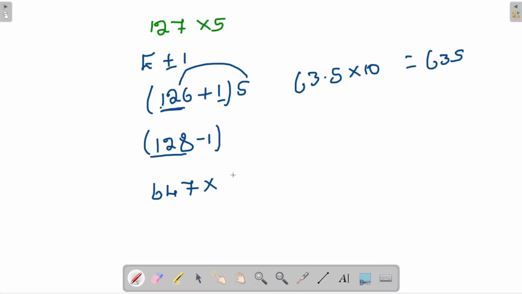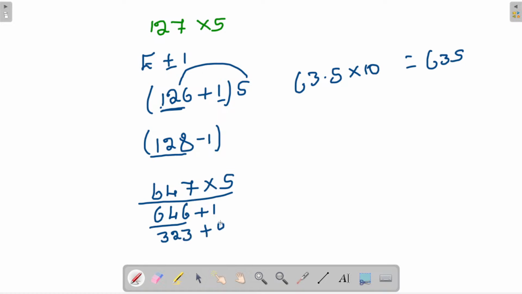647 into 5. This number, can I write 646 plus 1 or 648 minus 1? Your choice. If I take 646, half of it is 323. I'll repeat once again. This number I can write in my mind as 646 plus 1. Half of 646 we know is 323.